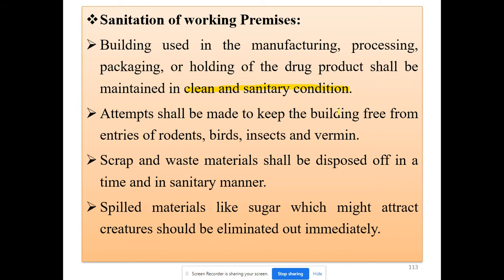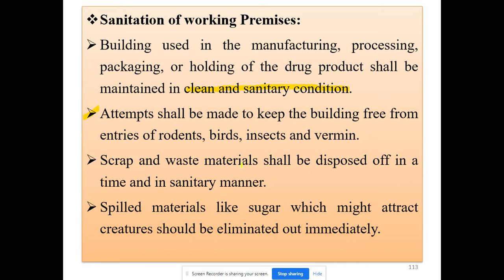Second point. Attempts shall be made to keep the building free from the entry of rodents, birds, insects, and vermin. We have to design the structure of a building in such a manner that the entry of rodents, birds, insects, and vermin is avoided. Their entry should not be allowed into our working premises.